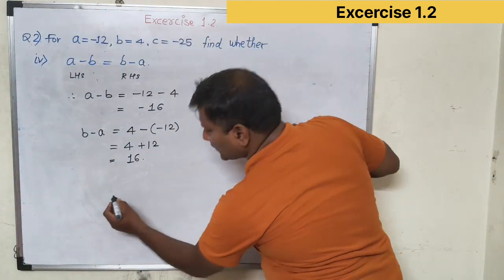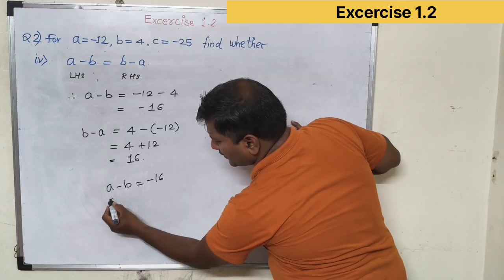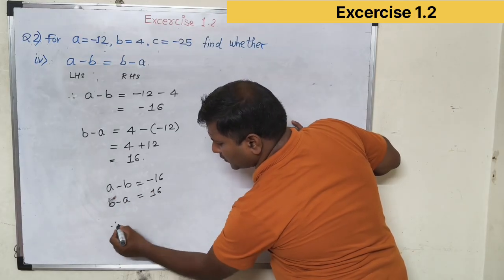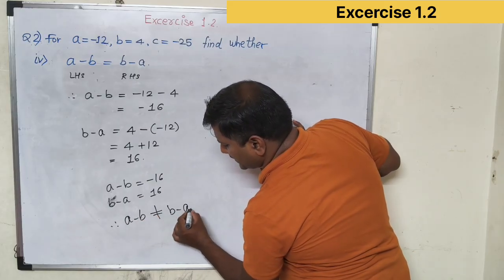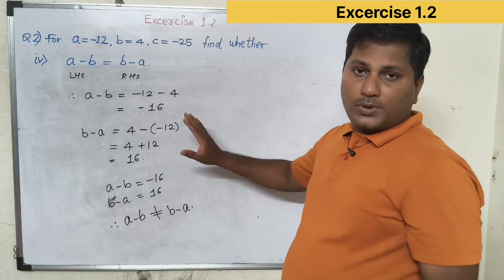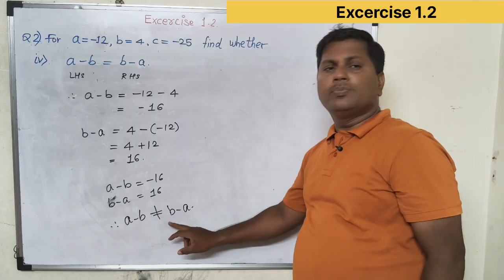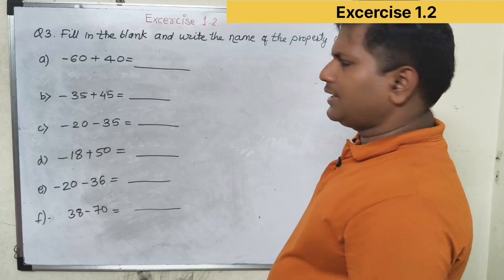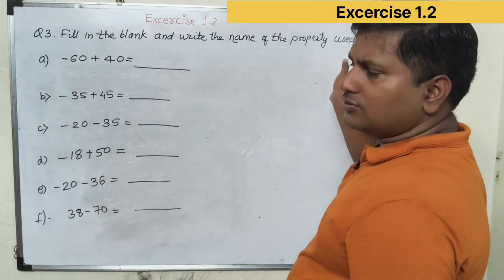Here a minus b is equal to minus 16, and b minus a is equal to plus 16. Therefore a minus b is not equal to b minus a. So in subtraction, the commutative property is not followed. Yes, so a minus b is not equal to b minus a. Okay, question 3: fill in the blanks and write the name of property used in each case.